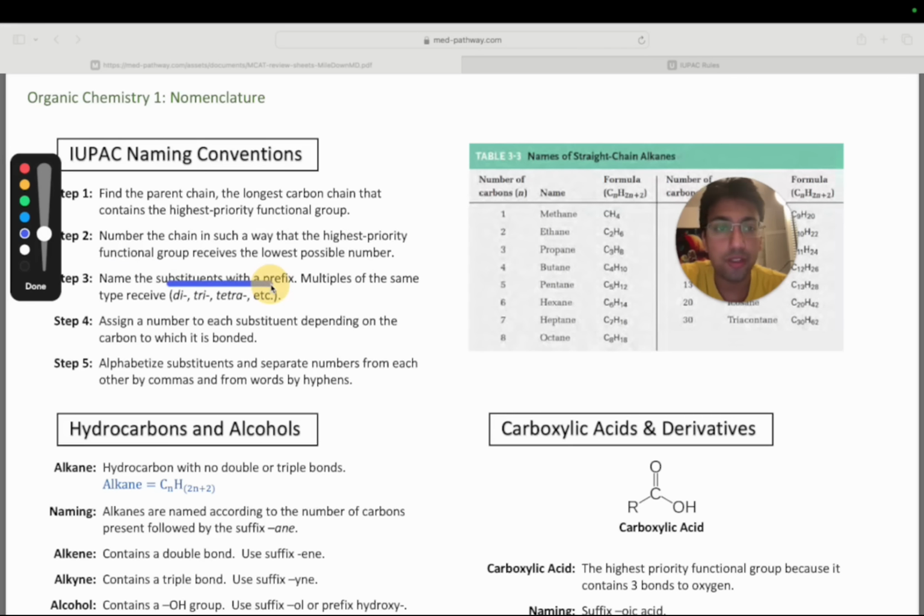Next, you name the substituents with a prefix. So multiples, like you saw when I had compounds with 2 alcohols, we use the suffix diol. Same thing when we had 2 methyl groups attached to a carbon chain, we use the prefix di for dimethyl. So that's what this rule is saying. Next, we have step 4, which is to assign a number to each substituent depending on the carbon to which it's bound. So that's when we said like 4,7-dimethyl and then pentane, right? That's what this rule is saying. And then finally, we alphabetize the substituents.